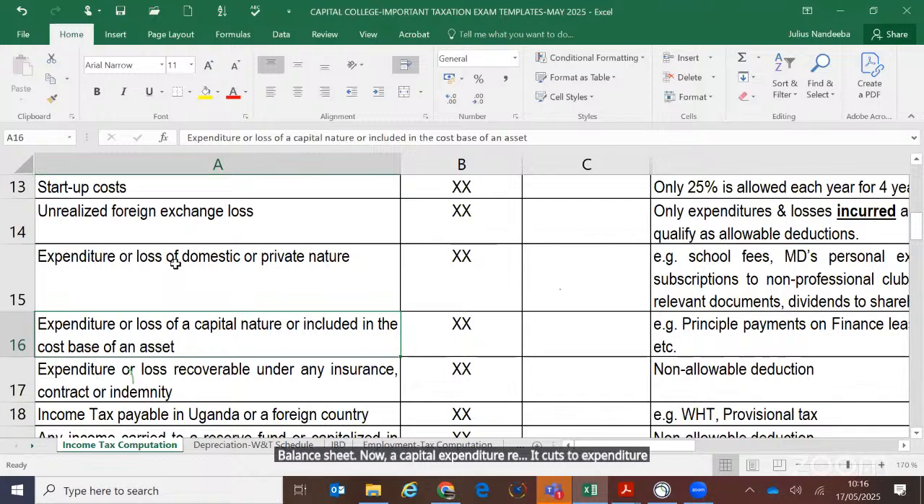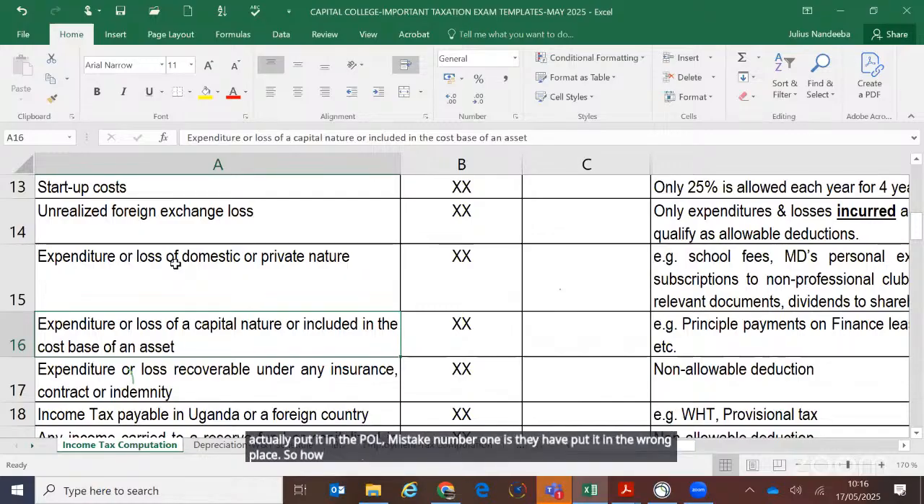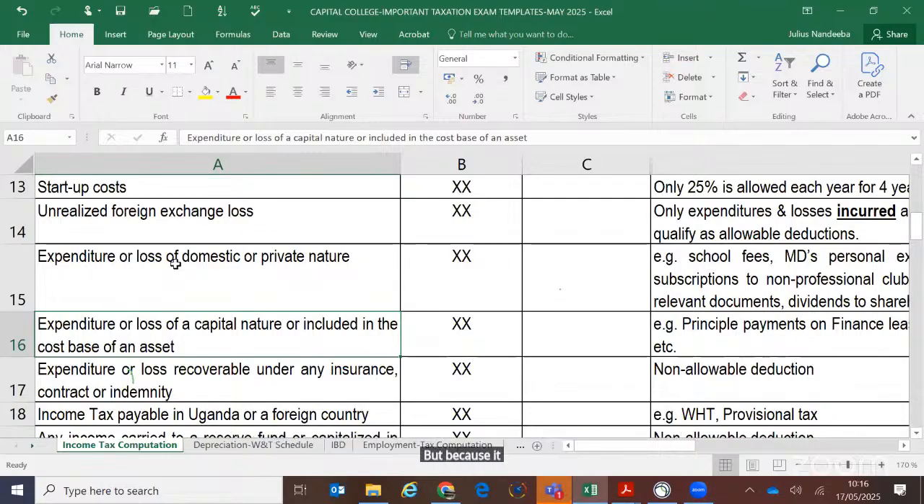Now, a capital expenditure will result into an asset. Not so? A capital expenditure will result into an asset. So if they actually put it in the POL, mistake number 1 is they have put it in the wrong place. So how do I correct it? I add it back. But because it is resulting into an asset, I must ask myself, then what capital allowance do I give this asset?